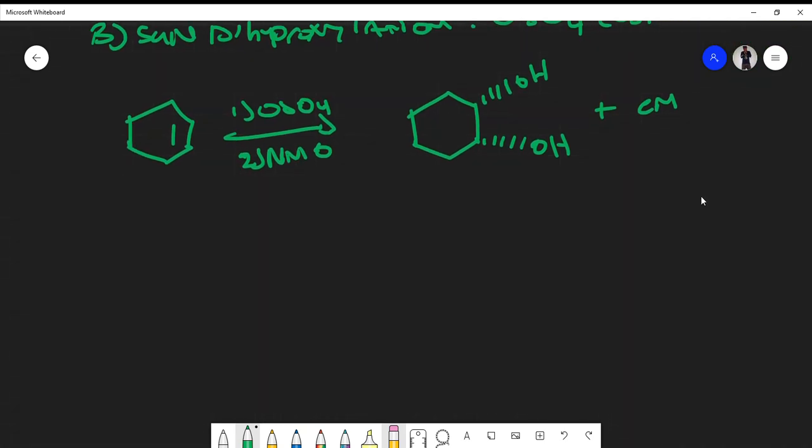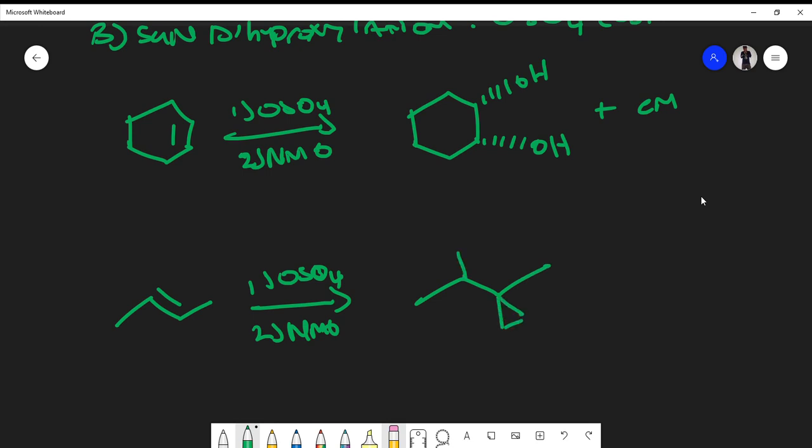Again, if I take another alkene, such as this, I add in the first step osmium tetroxide, and the second step NMO, I should get this as my product plus the enantiomer. And the enantiomer is simply, again, both OH groups now going away from us instead of coming up at us.